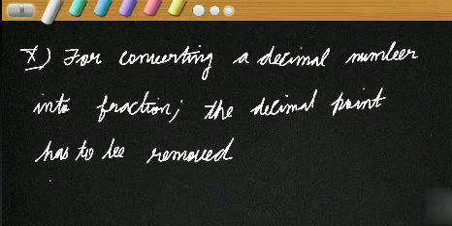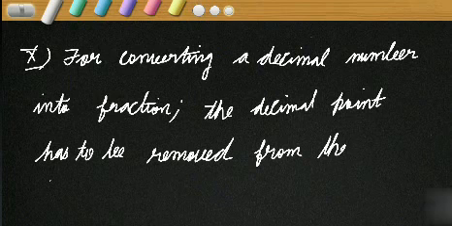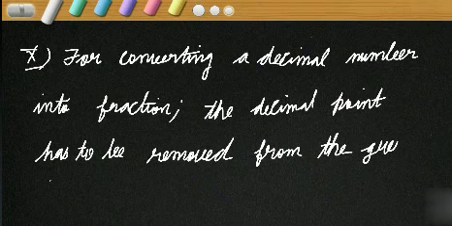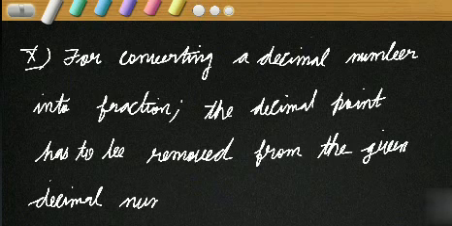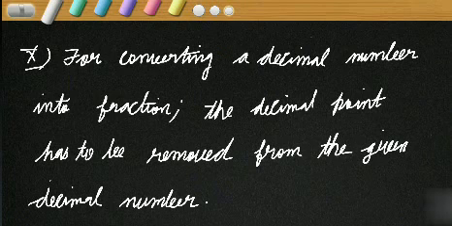The decimal point has to be removed from the given decimal number, isn't it? First we have to remove the decimal point from the given decimal number. That is the first step. Then what we have to do? Then we have to divide this by 10 or 100 or 1000 etc., as per the number of decimal places.